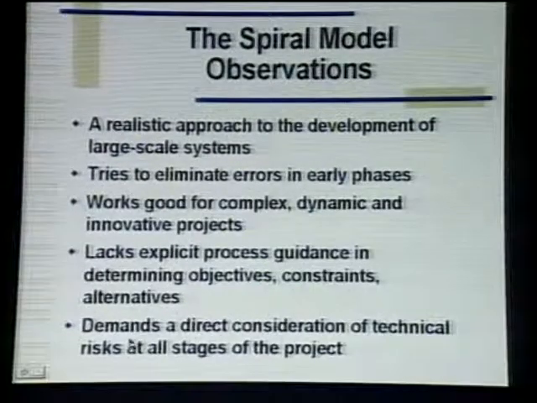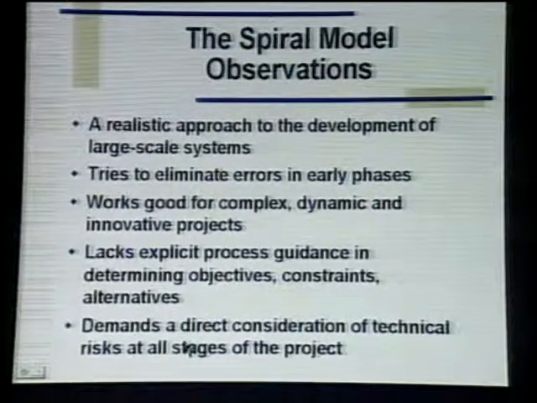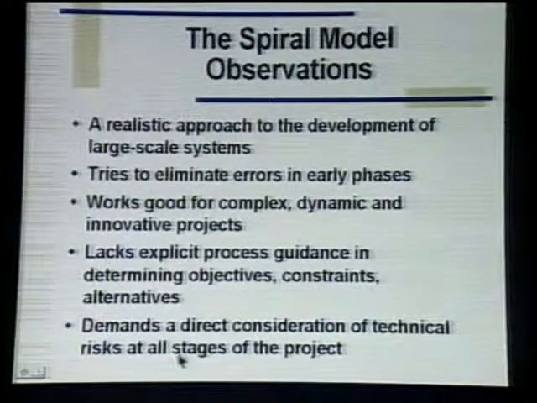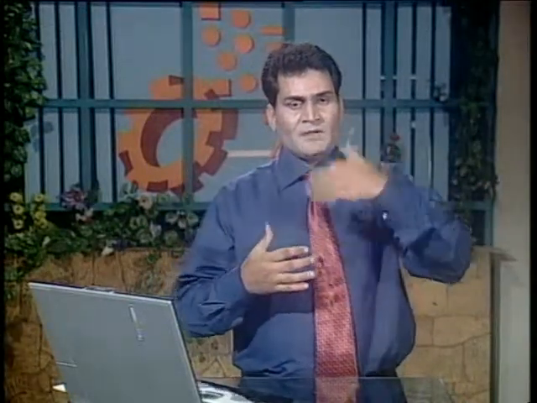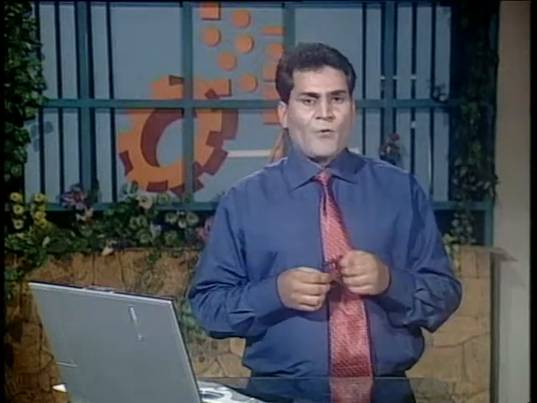Another observation about the spiral model is it demands a direct consideration of technical risk at all stages of the project. The project manager must be in a clear picture that during the development of the next phase or during the next iteration, what risks can be there, how they can be avoided. So in that context, the spiral model is very useful.